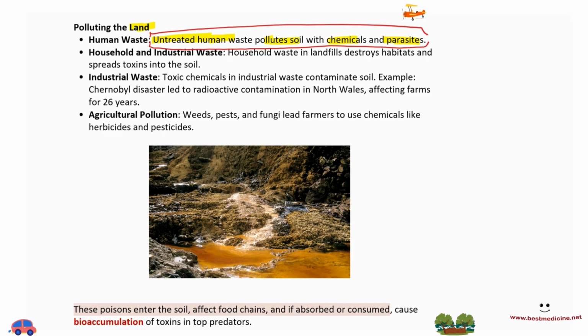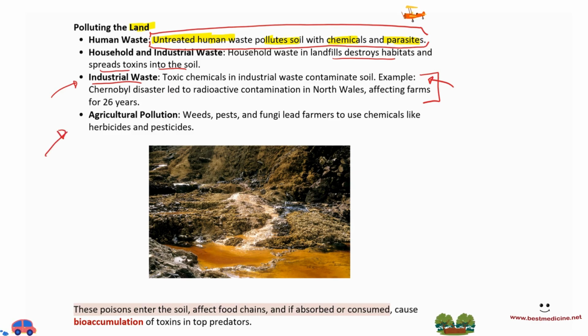Household and industrial waste. Household waste in landfills destroys habitats and spreads toxins into the soil. Industrial waste. Of course, industries produce lots and lots of toxins. And so those toxins, for example, waste, even some nuclear waste, can eventually pile up, and arsenic and other toxic metals can eventually pile up in soils and water and so on, and eventually go into the people or even plants and organisms, causing havoc here and there. A very good example of this was metal poisoning that would occur and cause cancers in many different places.